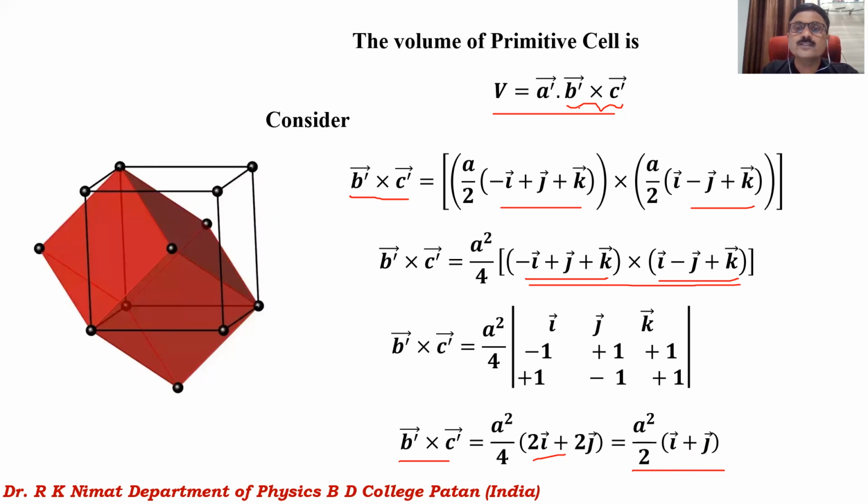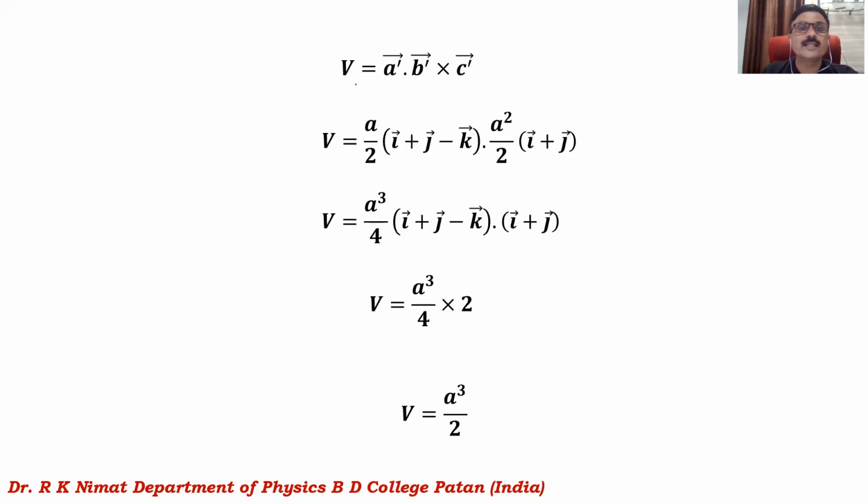Now use the value of vector b dash cross vector c dash in this equation, so that you will get the volume of the primitive unit cell of the body-centered cubic lattice, and that can be done like this. V is equal to vector a dash dot vector b dash cross vector c dash. We have calculated this value, and that value is a square by 2 (vector i plus vector j), and its dot product with a dash, and we know the value of a dash is a by 2 into (unit vector i plus unit vector j minus unit vector k).